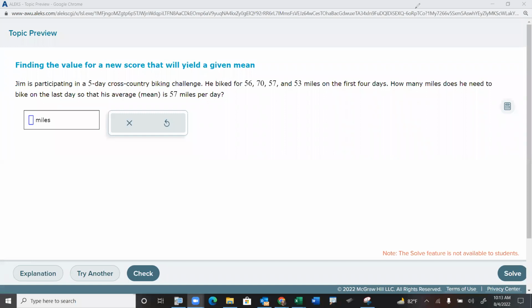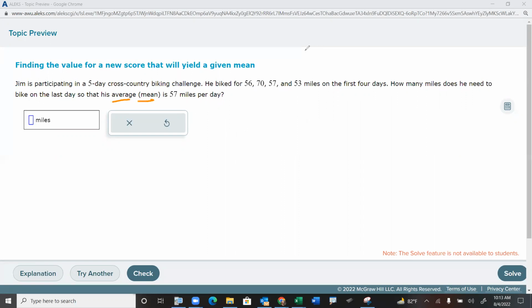Okay, so finding the value for a new score that will yield a given mean. Jim's participating in a 5-day cross-country biking challenge. He biked for 56, 70, 57, and 53 miles on the first 4 days. So how many miles does he need to bike on the last day so that his average, his mean, is 57 miles per day? That's really close to the one from the last problem, which means nothing.